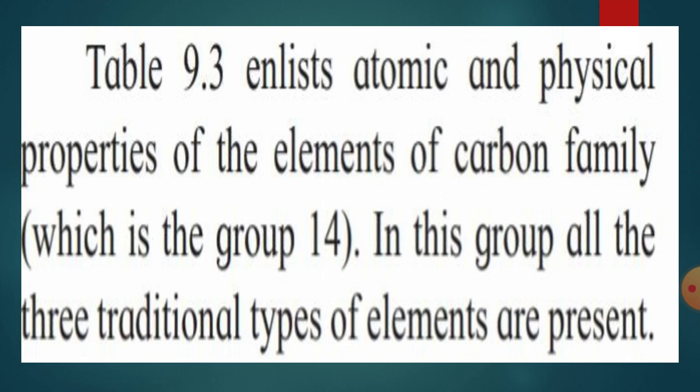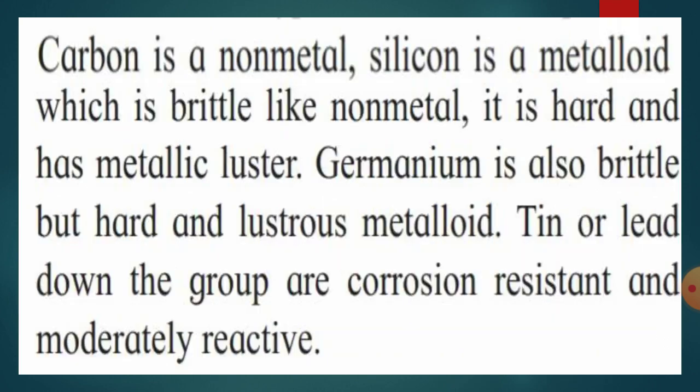What is the carbon family? The carbon family is nothing but group 14. In this group, all three traditional types of elements are present. What do you mean by traditional types of elements? All three, that is, metal, non-metal and metalloids. So, students, carbon is a non-metal, having the properties of a non-metal, while silicon is a metalloid, which is brittle like a non-metal.